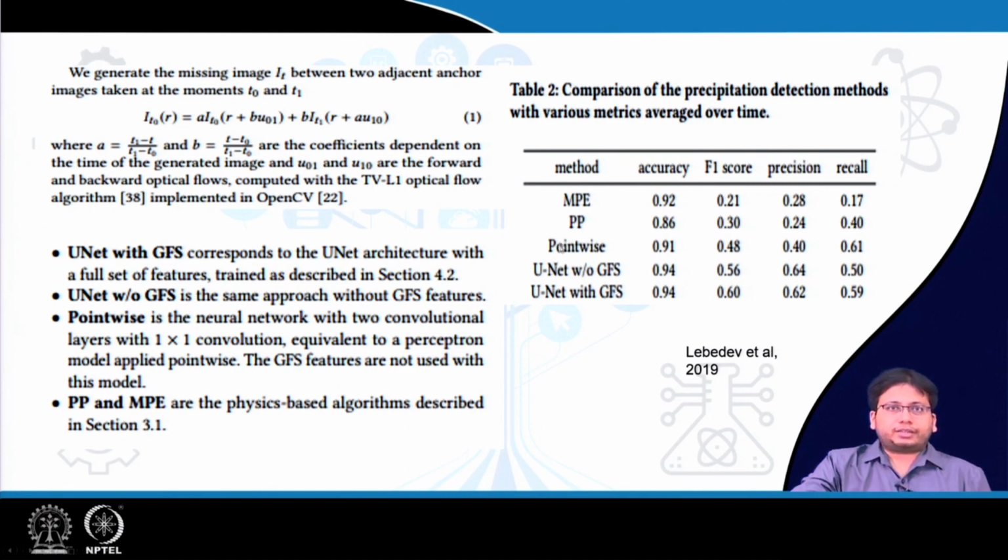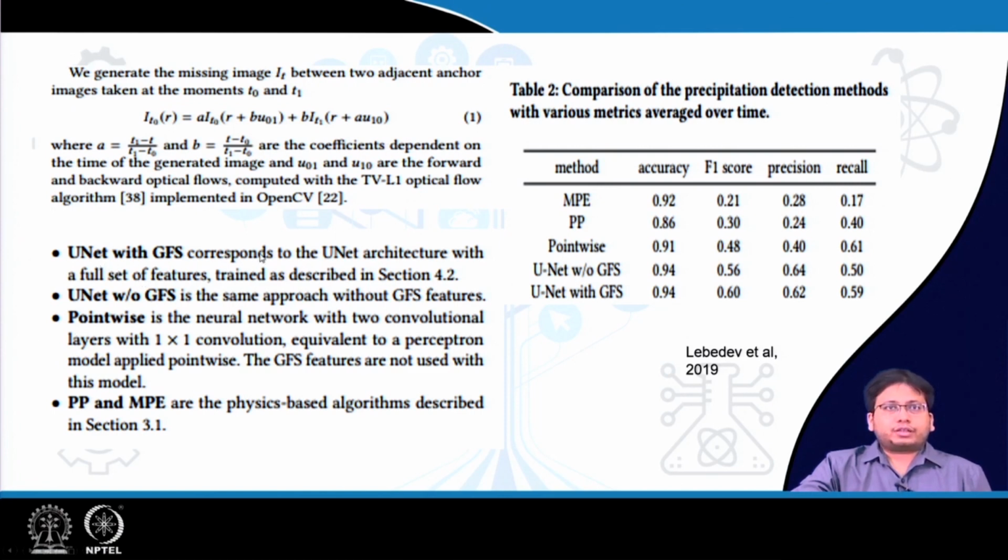Apart from that, they have compared it with various baselines. PP and MPE are some physics based algorithms. These are purely numerical weather models which are not based on machine learning. And then there is the pointwise approach, where there is a neural network with two convolutional layers, but applied to every location individually, without taking the neighborhood effects into account, which is done in a model like UNet.